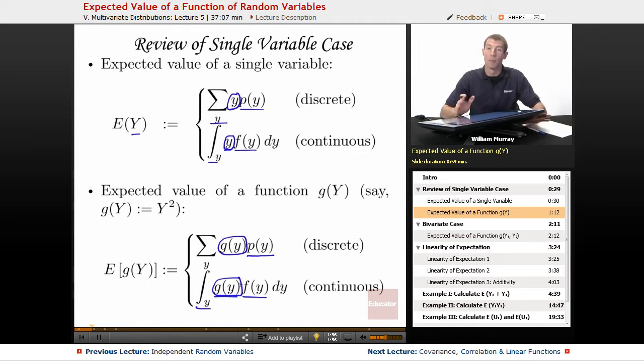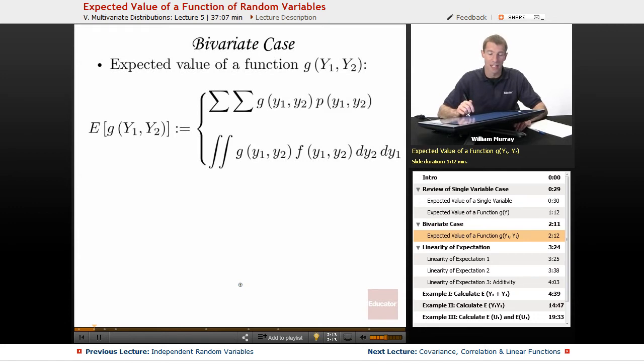So the multivariable case is the new stuff that we're going to learn in this lecture, and the definitions are very similar, except that instead of single sums, we'll have double sums, and instead of single integrals, we'll have double integrals. So let's take a look at that. In the bivariate case, we'll have a function of two variables. So g is now a function of y1 and y2. And instead of a single sum, we have a double sum because there's two variables here. There's a y1 and there's a y2.